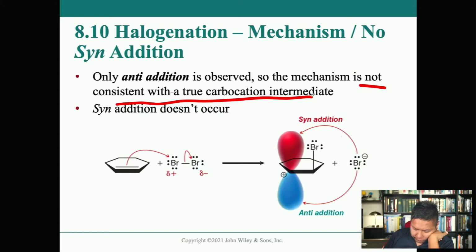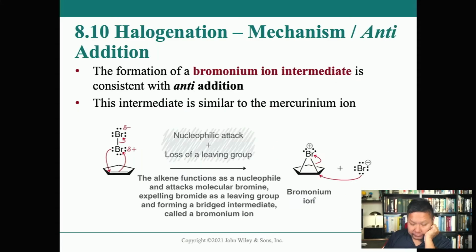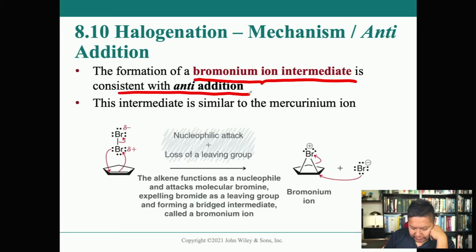The thing about it is that if it was a carbocation intermediate, you would have a syn addition and you would have anti-addition, right? But that's not what you get, right? That's not what you get. What do you get, actually? Well, this is what you get, right? You get the formation of a bromonium ion intermediate, right? That is consistent with the anti-addition, right?